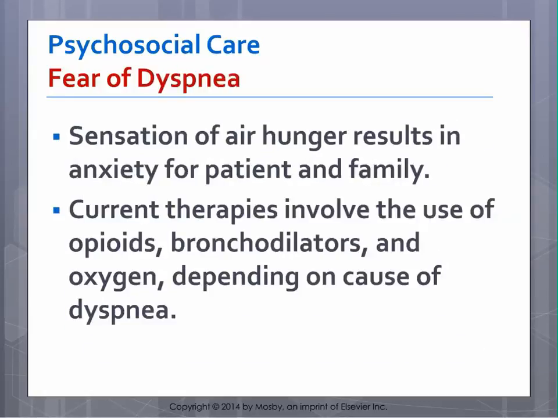Fear of dyspnea can be a problem. Sensation of air hunger results in anxiety for the patient and the family. The current therapies involve the use of opioids, bronchodilators, and oxygen, depending on the cause of the dyspnea. Respiratory distress and dyspnea are common near the end of life. Anxiolytics may help produce relaxation.